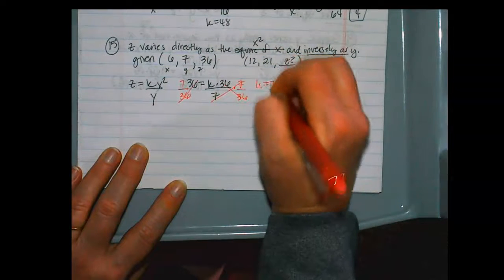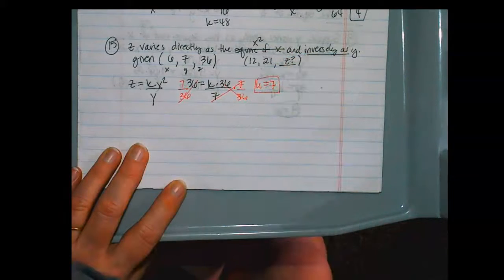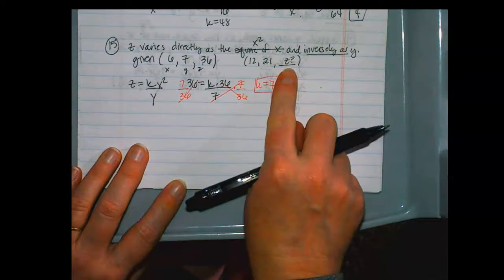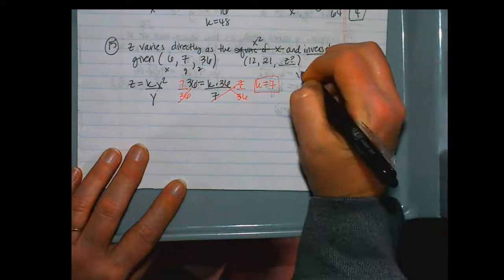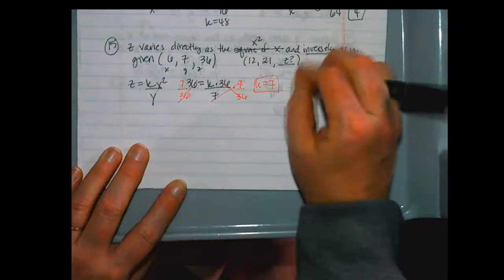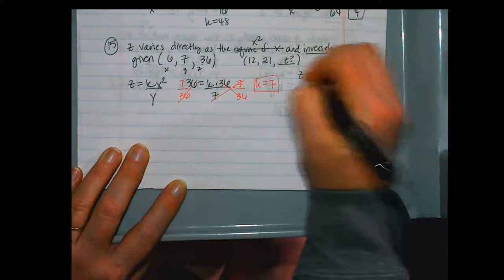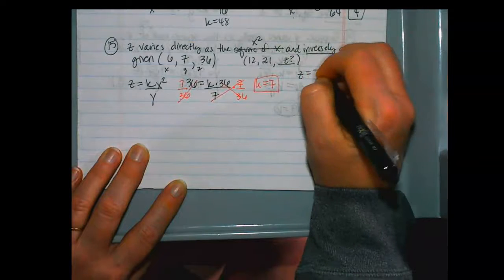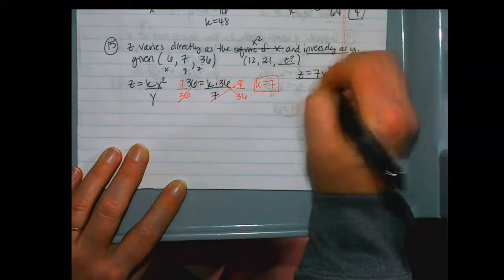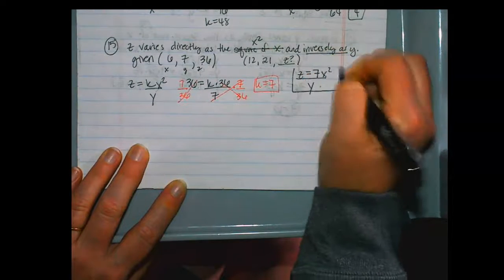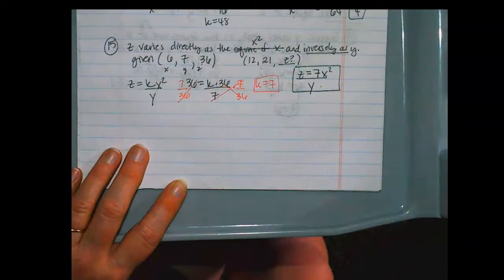k equals 7. Now k equals 7, what does that mean for z here? So my equation that shows all the variation between x, y, and z in this situation is z equals 7x squared over y. Write an equation that relates the variables. There's the variables with their relationship in this situation.